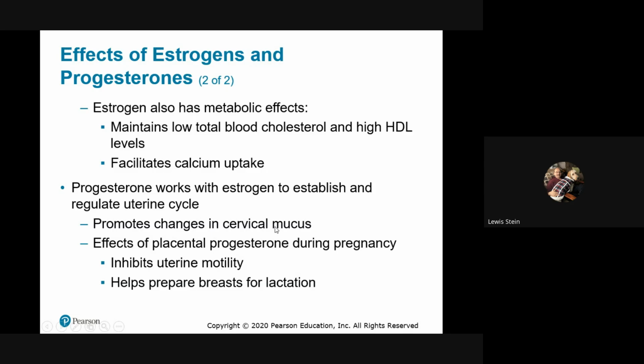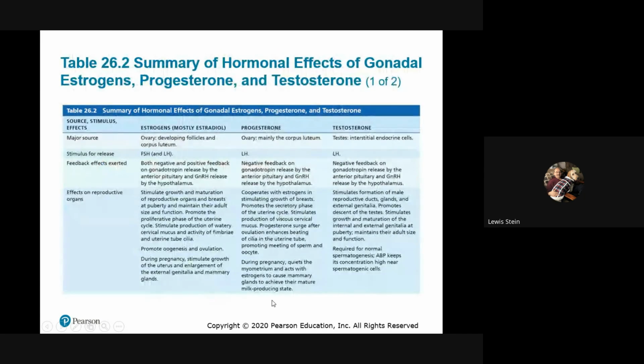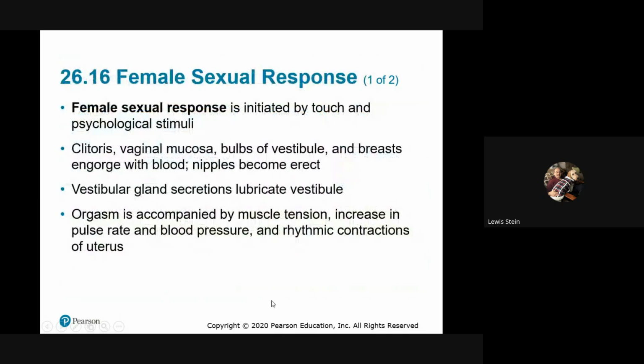The mucus, whether it's going to be loosened or as a block, effects of placental progesterone during pregnancy, inhibit uterine motility, prepare the breast for lactation. It's summarized very, very nicely here. Nothing major here. You can read through this. Very similar to the male.